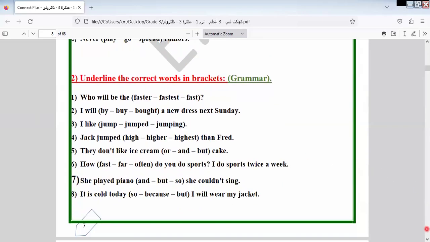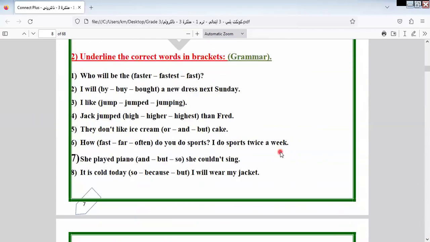Let's go to the grammar related to this part. Here we have the can put faster, wrong, fast, stronger, the fastest. Why? Because here is superlative, the fastest. So the answer it will be in the middle.